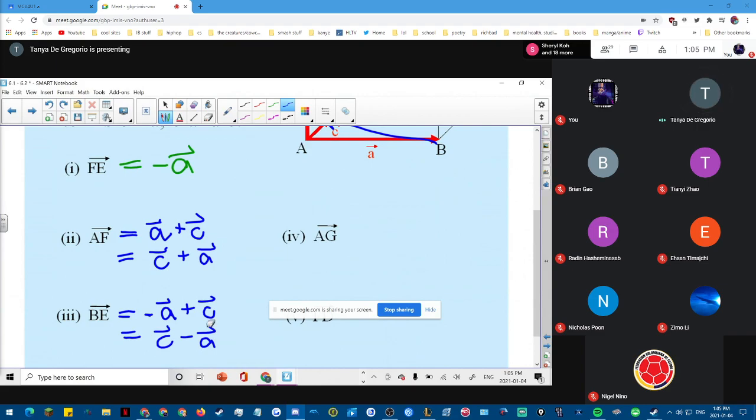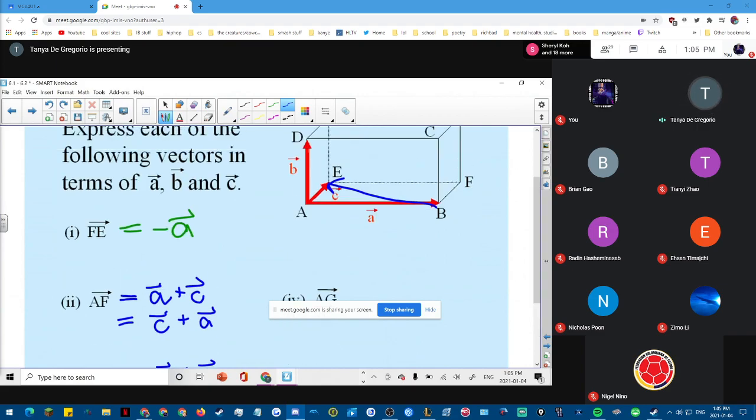Okay, good. Now, that's not the only path. I could have also gone the other way, or I could have, if I really wanted to, gone up to C, across to D, come down, and then go across. I mean, you can do tons of things, right? But you want to be the most efficient.